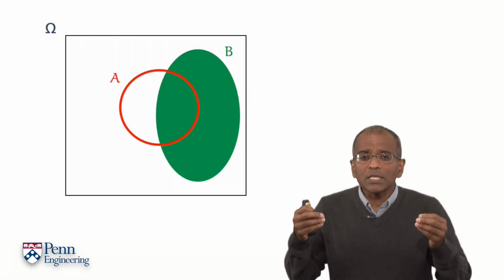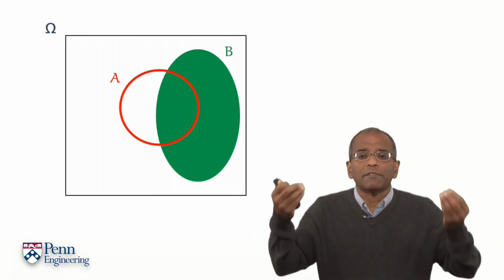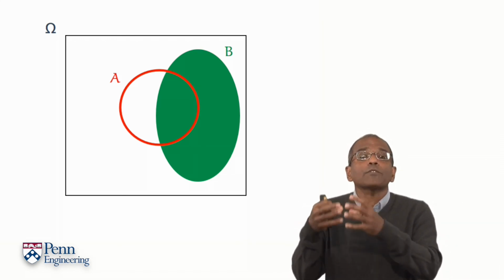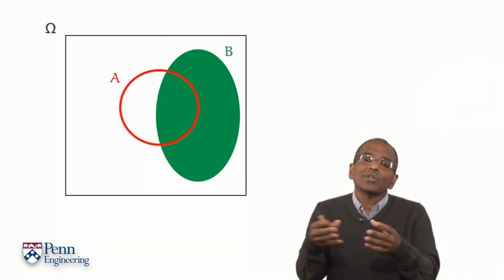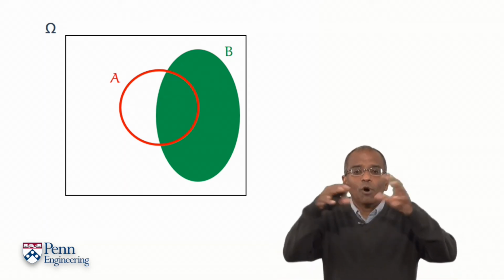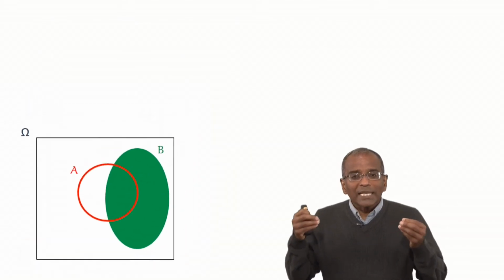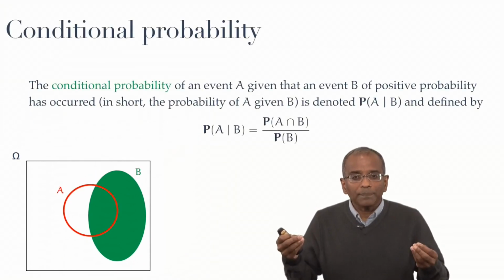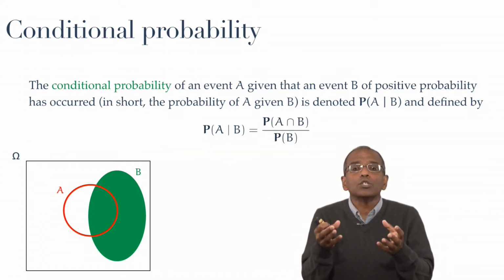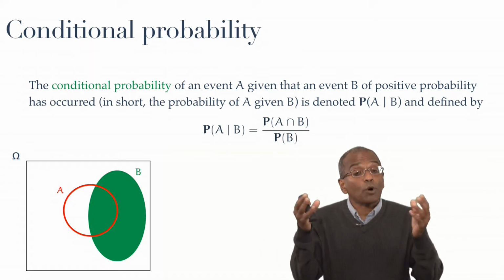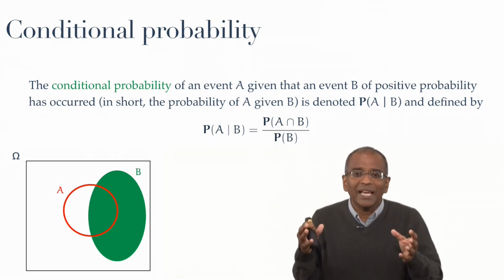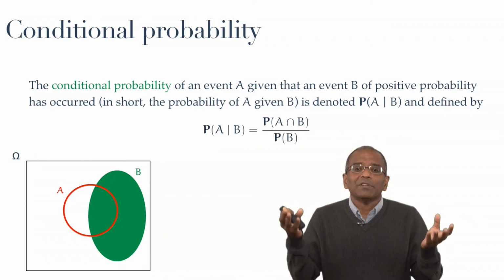And now what matters, given that the ancillary event has occurred, is proportionately that portion of the target event which resides in the ancillary event. Now let's formalize this. We will say the conditional probability of the target event A given the occurrence of an ancillary event B of positive probability. In short, that's a mouthful, so we'll simply say the probability of A given B.